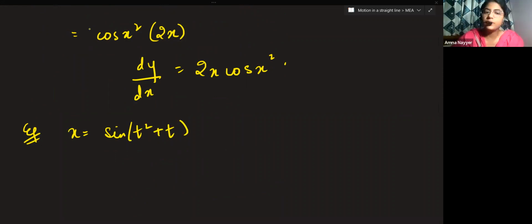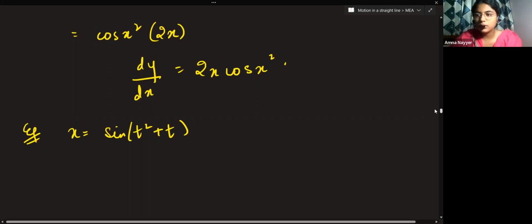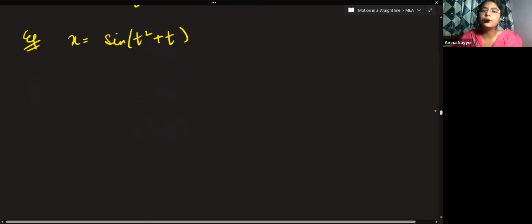See, this is also a function of function. T square plus t, you know how to differentiate it alone. And sine t also, you know how to differentiate it. So this is given as a function of a function. So here also we'll apply the chain rule. So see, now the rules are clear to you. First, what you have to do?